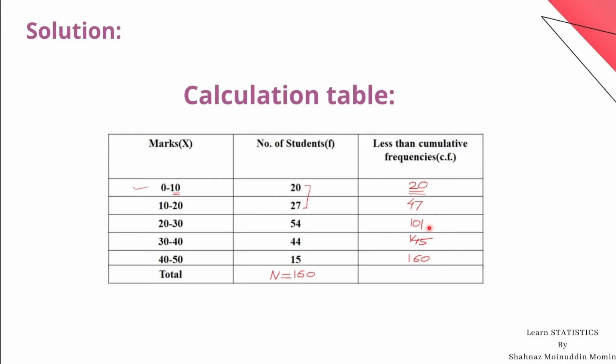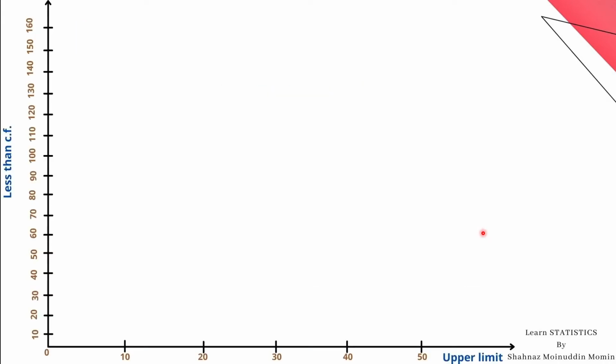We have already studied what is cumulative frequency and its types, less than cumulative frequency or more than cumulative frequency, in the preceding lecture. If students want to learn the cumulative frequencies and their types with examples, then click on the I button at the top corner of the screen, and the link of that lecture is also given in the description box. Now let us plot the less than cumulative frequency.